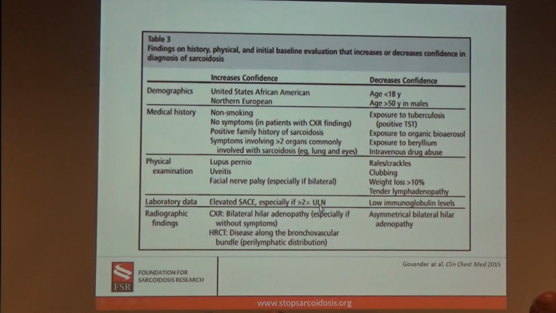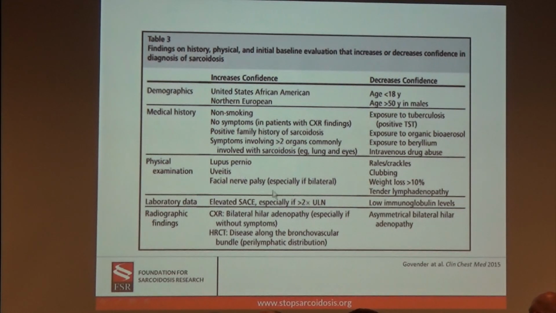Sometimes when I don't know if my patient has sarcoidosis for sure in one organ, I go hunting to see if I can find it in other organs. Because if I can find it in one other organ, that increases my confidence. So, that's another thing that I use.